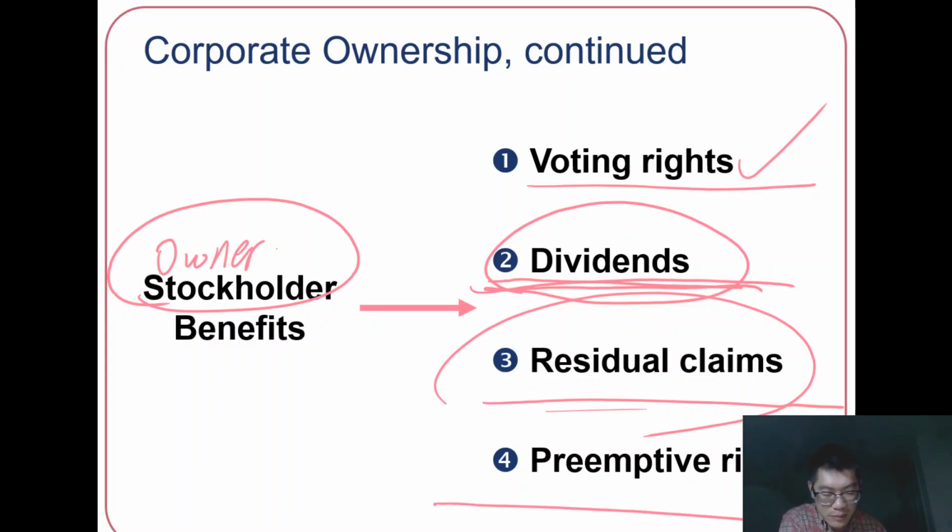And the last one is preemptive rights. So what are preemptive rights? Basically, if you are an owner and the company decides to issue more shares of common stock on the market, they will come to you and ask if you are willing to buy more shares from the company before they issue the additional shares on the market. So you have the right to purchase your company's shares in advance before anyone else on the market could buy them. Okay, that makes sense. So those are the four benefits that owners, the stockholders, have.